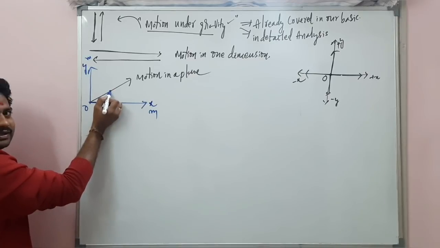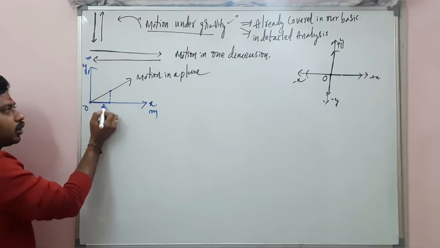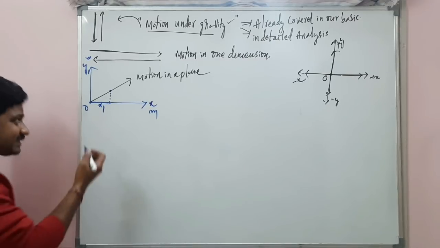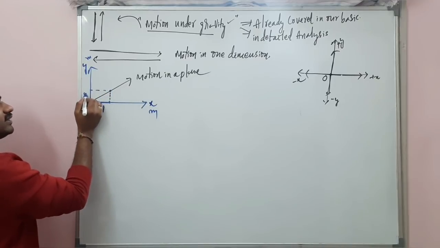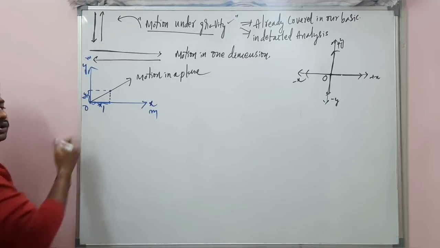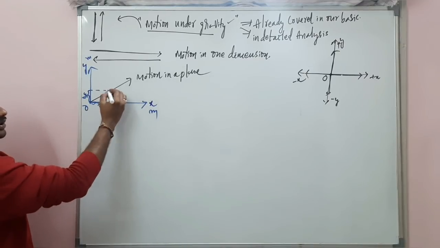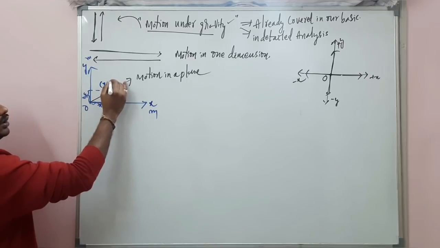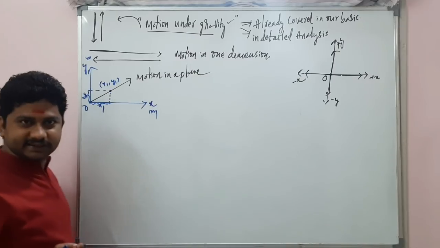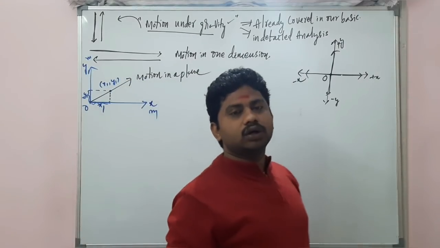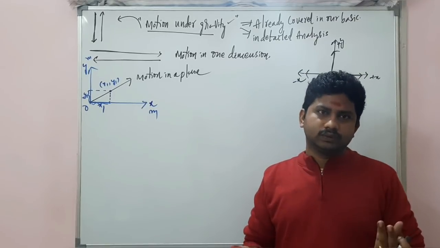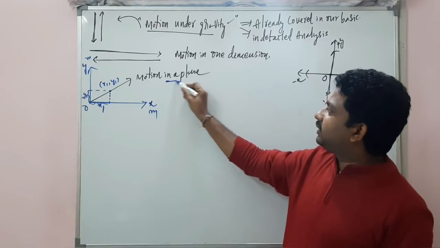At this particular instant, the body has moved some x1 distance from here to here. At the same time, the body has moved some y1 distance also. You can see here, this is y1 and this is x1. In this coordinate system, this point is (x1, y1). So the body is not only moving along the x-axis, it is also parallelly moving along the y-axis. Understand? So that's called motion in a plane.